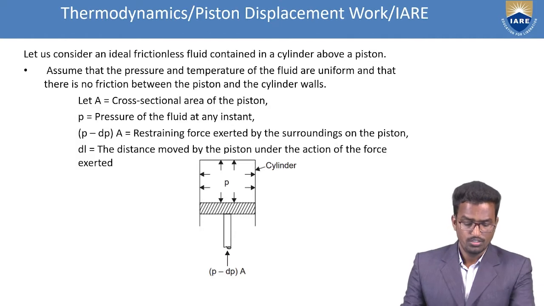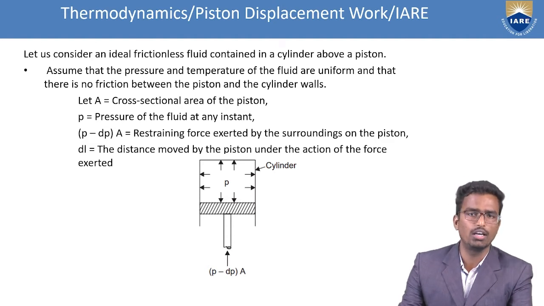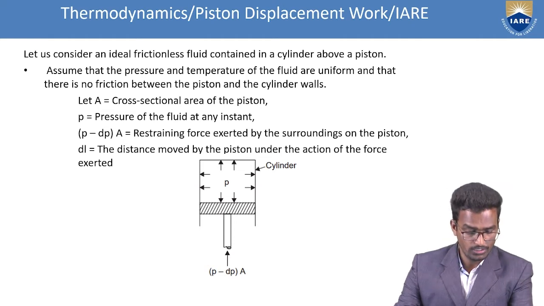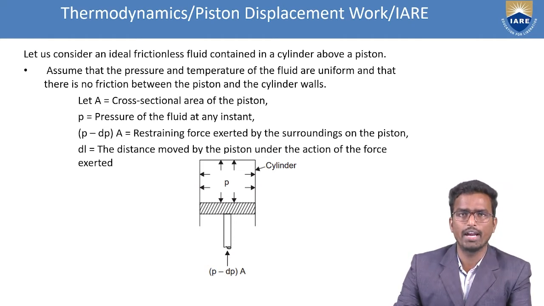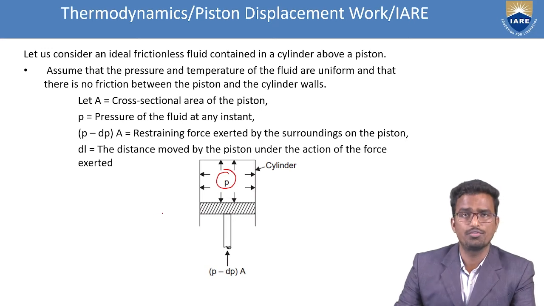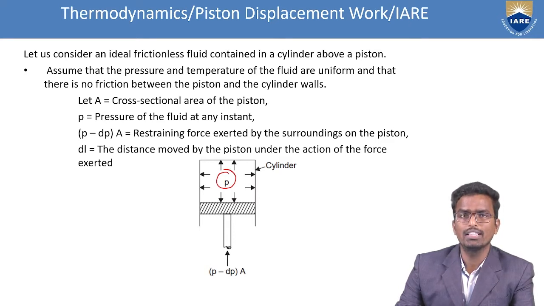Next, for a piston displacement condition, we take this example to see a real-time application of work, how we use work and how you evaluate it. Let us consider an ideal frictionless fluid contained inside a cylinder above a piston. Assume this is a piston cylinder, and in this piston cylinder I have an ideal frictionless fluid. Assume that the pressure and temperature of the fluid are uniform and that there is no friction between the piston and the cylinder walls.